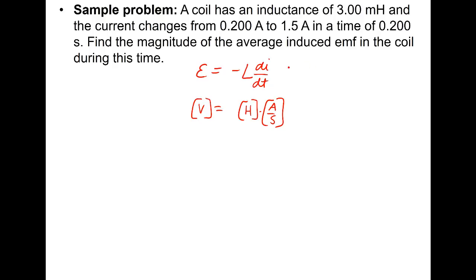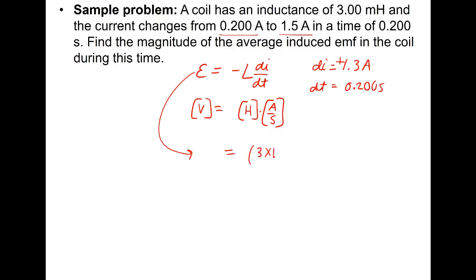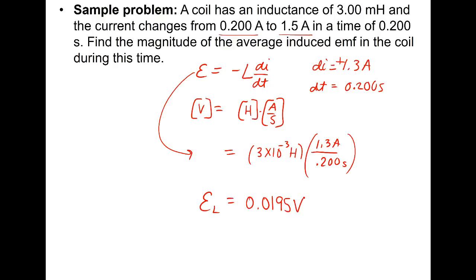Okay, so the current is going to change from 0.2 amps to 1.5 amps. So that means that di is plus 1.3 amps, and this is happening in a time of 0.200 seconds. So we want to use this information to find the magnitude of the EMF. So it's just equal to, because it's magnitude, 3 times 10 to the minus third henries, times 1.3 amps over 0.2 seconds, and that's going to give us an induced EMF from the inductor of about 0.0195 volts.